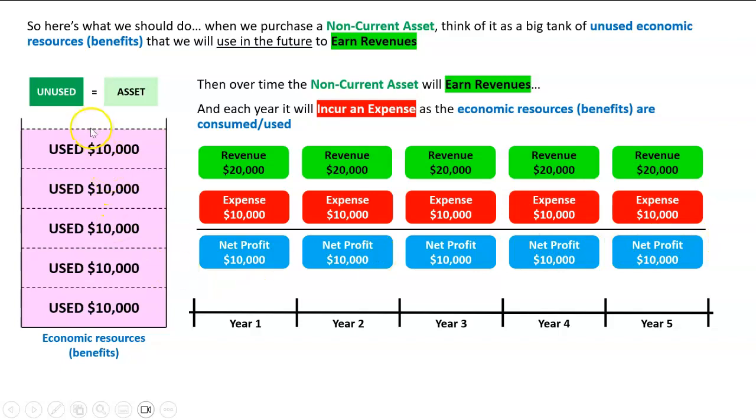And what we can see is we have now used up all those economic resources or benefits. So what those economic resources are called when they're unused, it's an asset. And when they're used, it's an expense. So now all the expense has been used and there's no more asset. And basically what we just did is depreciation. That's all that was. This process is called depreciation. It's the allocation of the cost of a non-current asset over its useful life, that is, how long will we use the non-current asset for. We'll come back to this term in the next video, what that means.